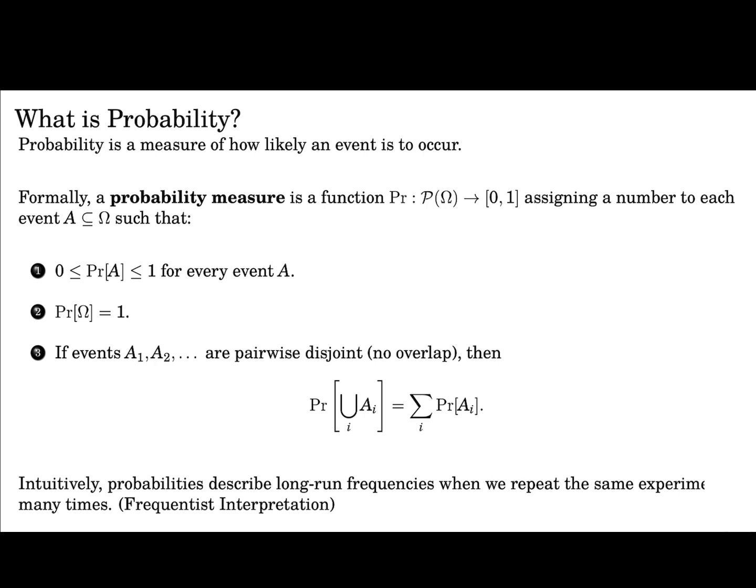Intuitively, probability measures how often we expect an event to happen if we repeat the experiment many times. That's the frequentist interpretation of it. It's this idea that if we were to do the experiment many, many times, we would expect to see it behave like the probability. If you were to throw a fair die many, many times, we would expect that the proportion of times that we see the number 1 would be 1/6.